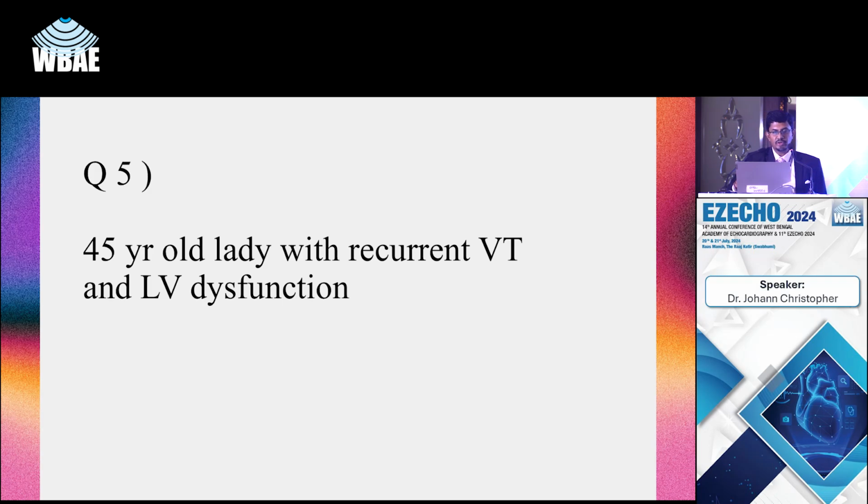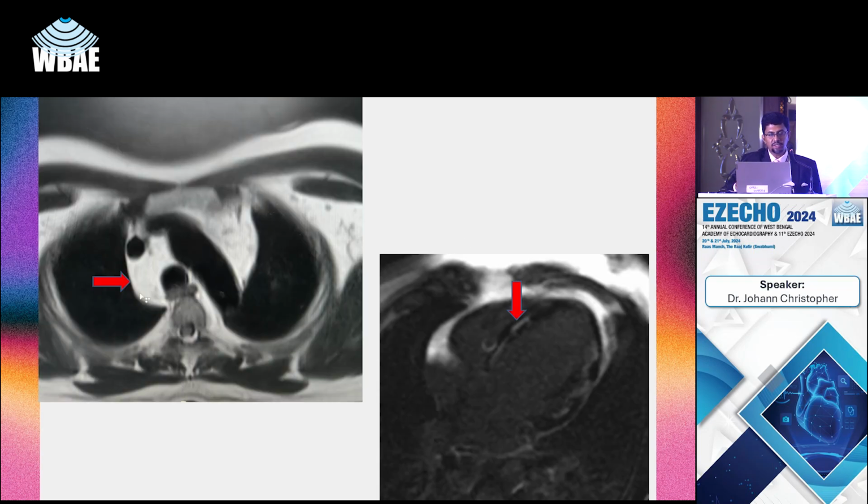Question number 5. A 45-year-old lady with recurrent VT and LV dysfunction underwent an MR. There are two images. The one on the left is what we would call a HASTE or a T1 sequence, and the one on the right is the delayed enhancement image. Focus on the red arrows to make sure you're looking at the right thing. The left image is the HASTE sequence that happens within 5 minutes of starting the scan, and the one on the right is the post-gadolinium image. We talked about this also in the post-lunch lecture.